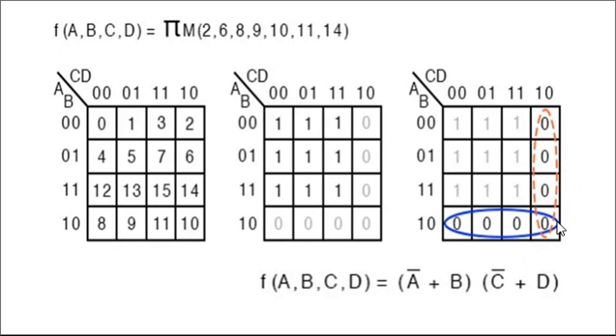Here in the other group, all are cancelled. Now what remains is 1 0. So 1 0 means C bar plus D. So the result is A bar plus B into C bar plus D. After simplification of the K-map, there are only 2 terms.